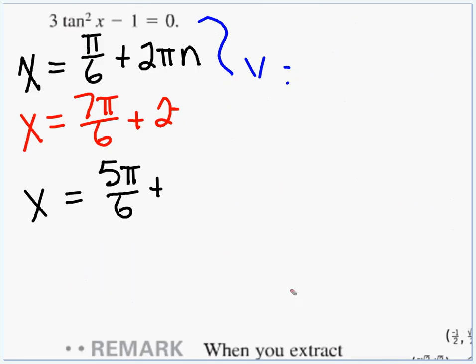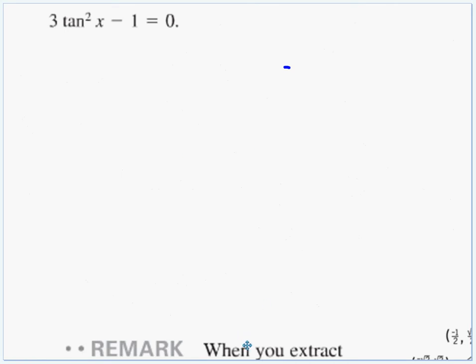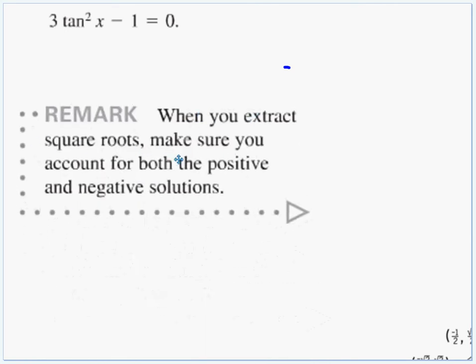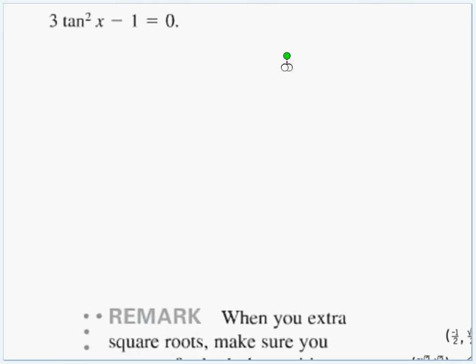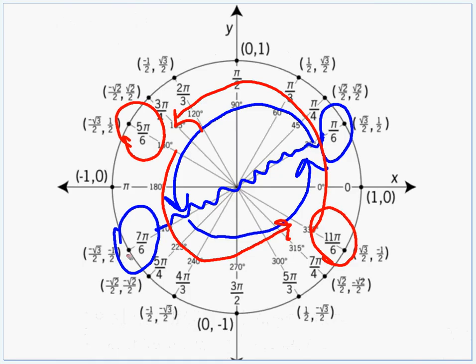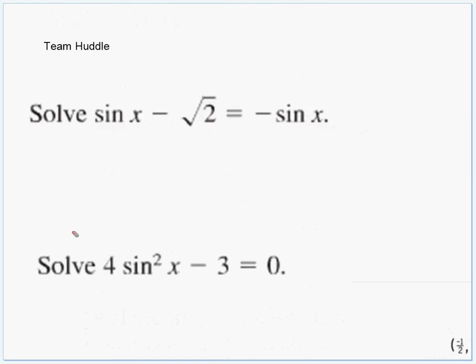There we go. Let me see what this remark says down here. When you extract square roots, make sure you account for the positive and the negative. Duh, we knew that.